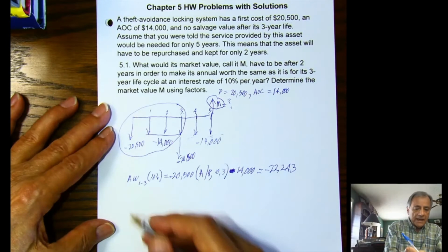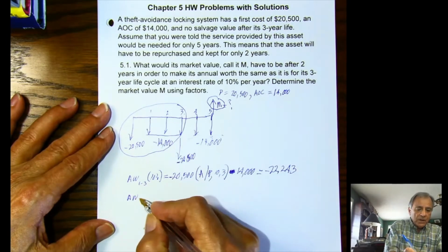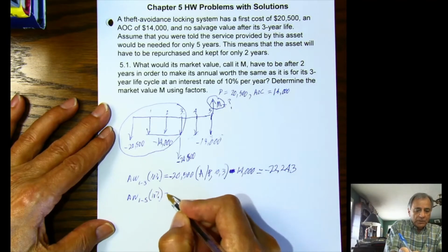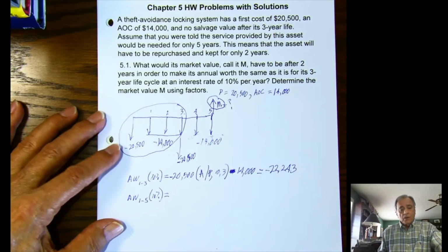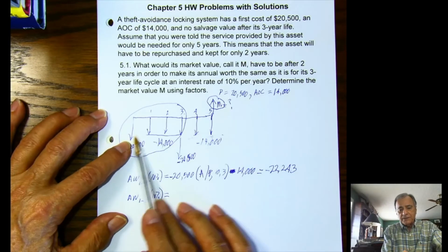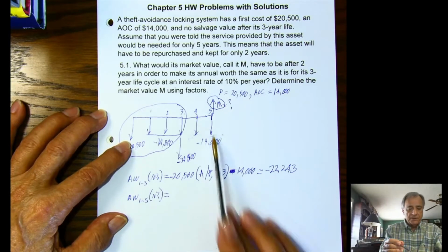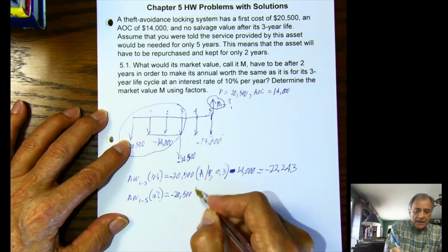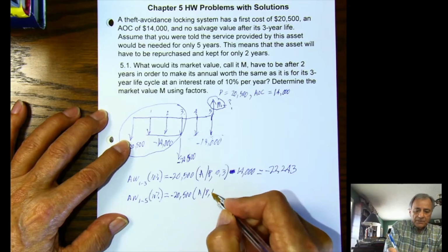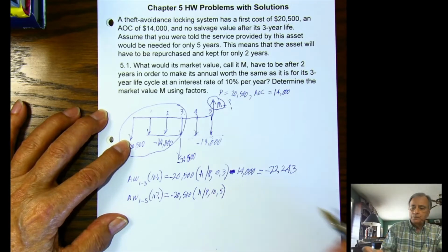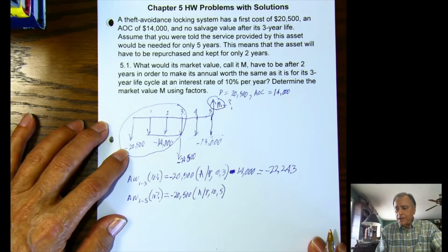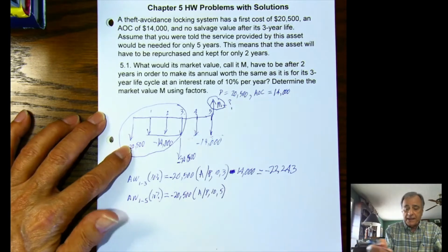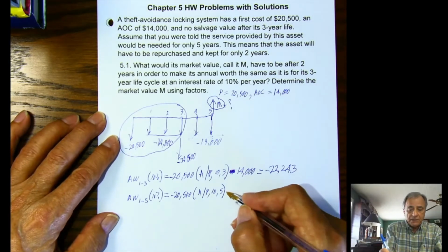So I'm going to say annual worth for years 1 through 5 at the rate of 10% will be equal to, well, now I'm going to take this 20,000 and just spread it over the entire 5 years. So that's minus 20,000 (A/P, 10%, 5). And then I'm going to have this uniform series of minus 1,400, and that's already a uniform series, so I'll say minus 1,400.